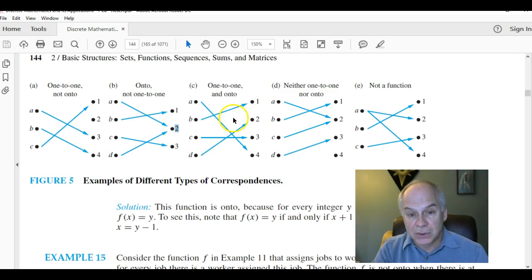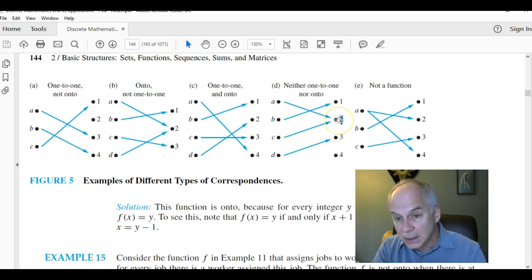The next example shows something that's 1-to-1 and onto. There's just one line connecting a domain item with a codomain item, and every one of the items in the codomain is used up. 1, 2, 3, and 4 are all used up. So that is both 1-to-1 and onto. The next picture shows one that's neither 1-to-1 nor onto, because the number 2 comes from either A or C, so that's not a 1-to-1 function, and also the number D is not used, so it's not onto. You have to have all the items in the codomain used up for it to be onto.